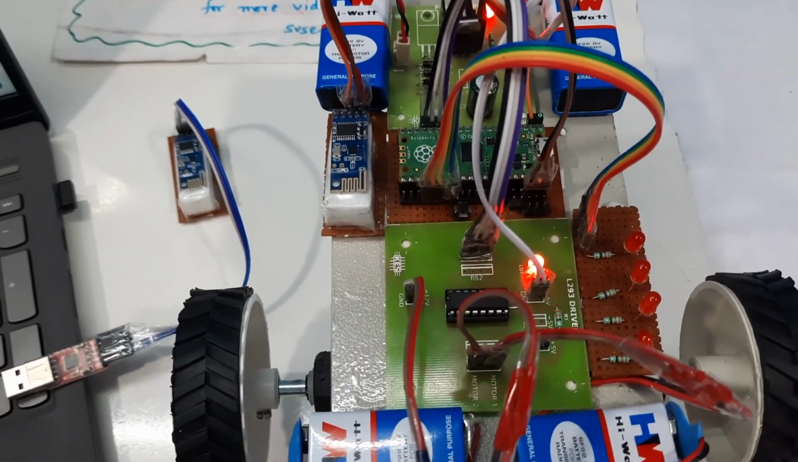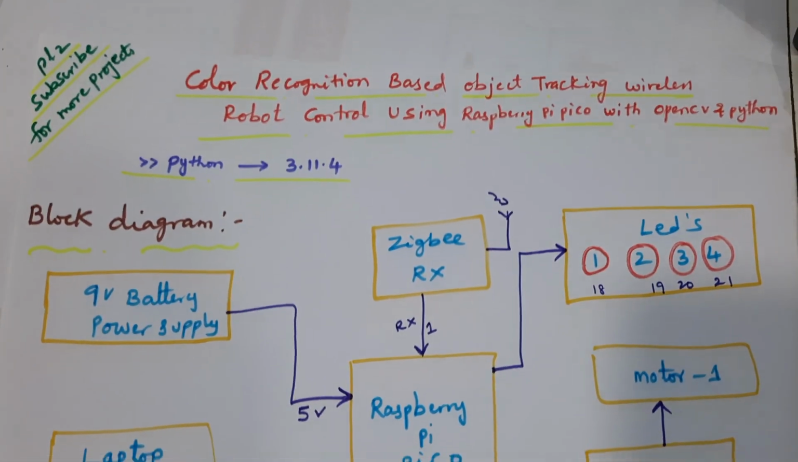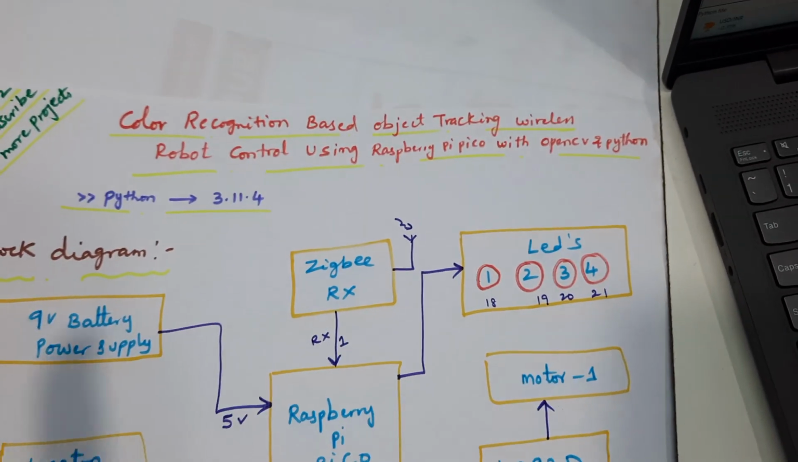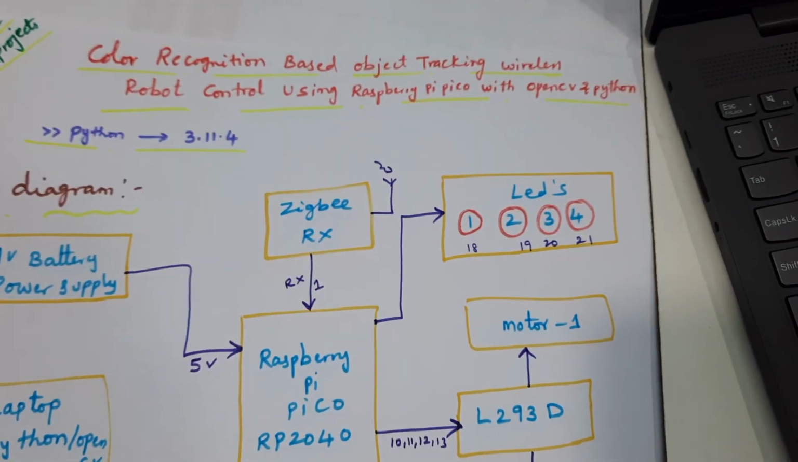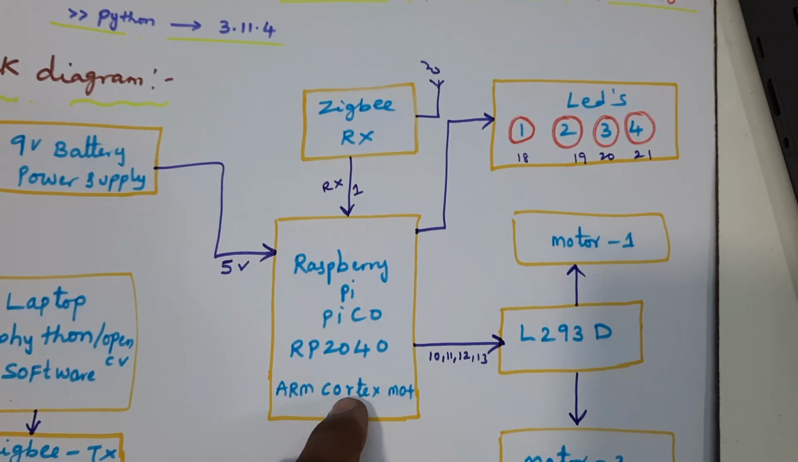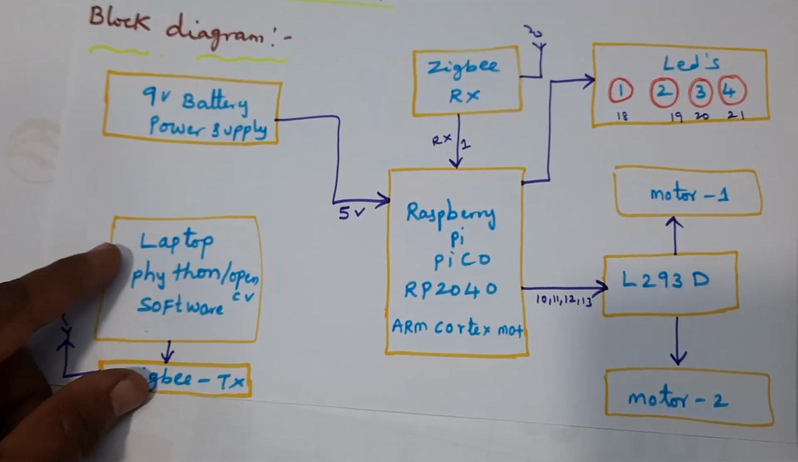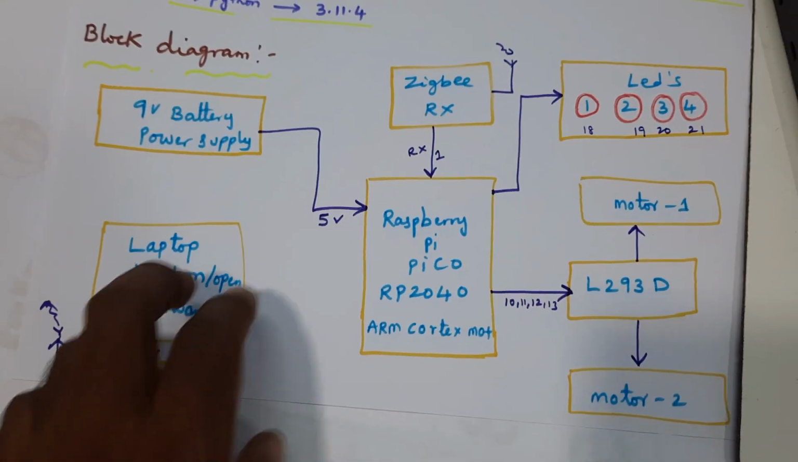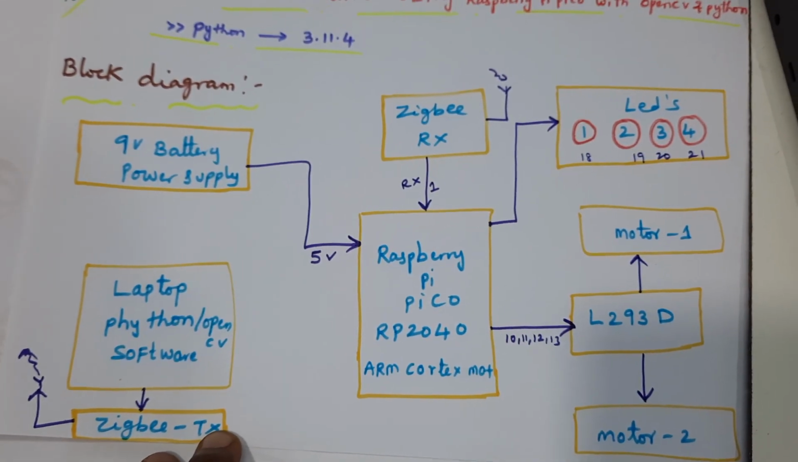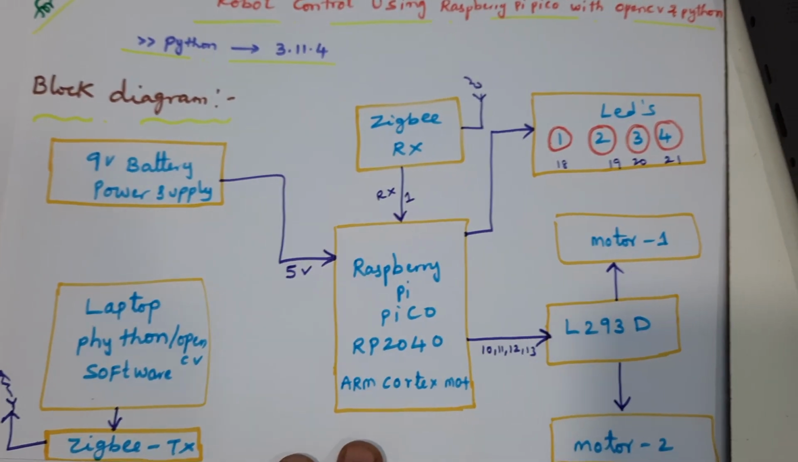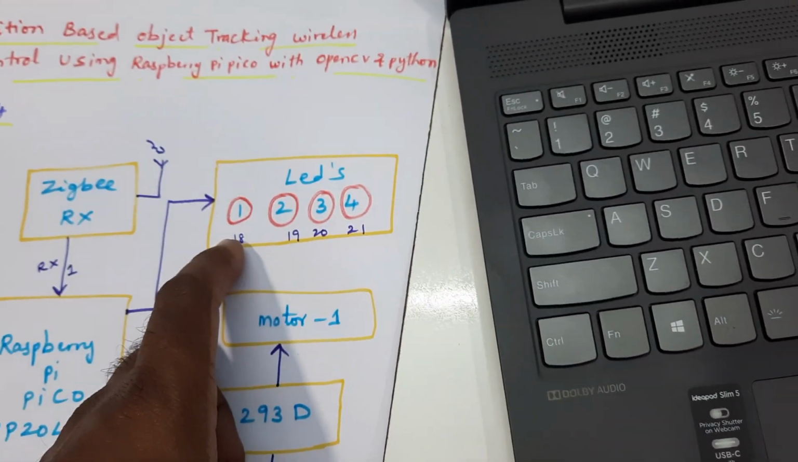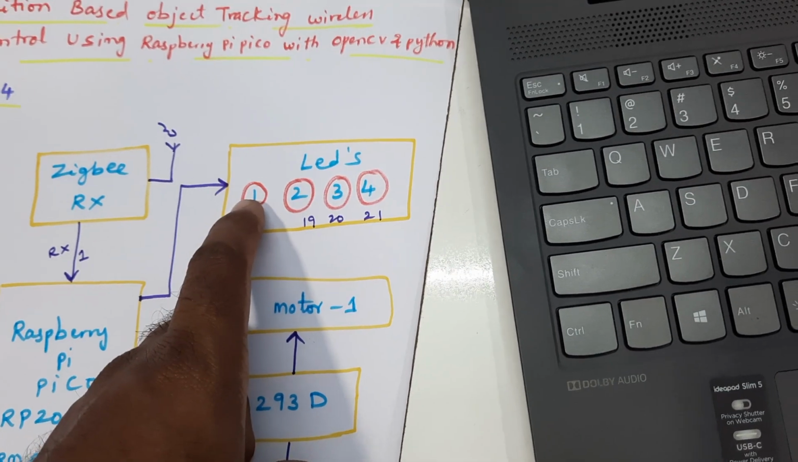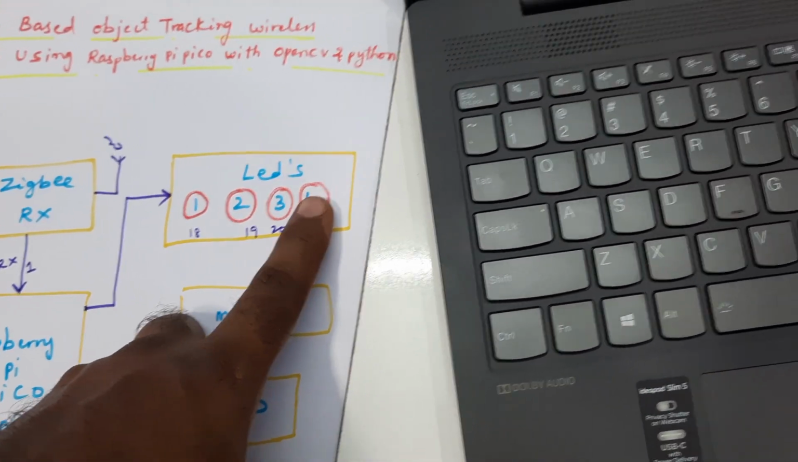This is the specific project, color object tracking system, color recognition and object tracking. Based on the movement of the object, the robot will move accordingly. There is a 9 volt battery, Raspberry Pi Pico board, Zigbee receiver, and here is the laptop with the Zigbee module. The distance may be 30 meters, or 80 meters outdoors. Then the L293D driver IC, motor 1, motor 2, and 4 LEDs: forward, backward, left, right.